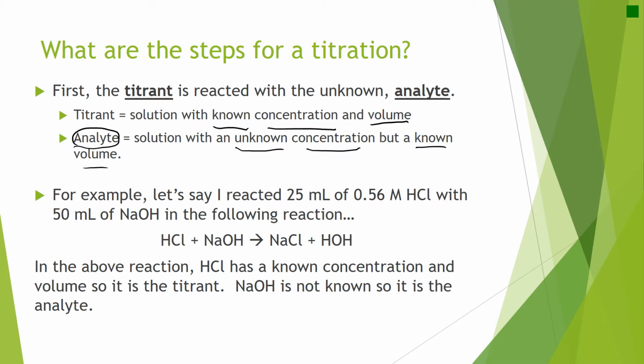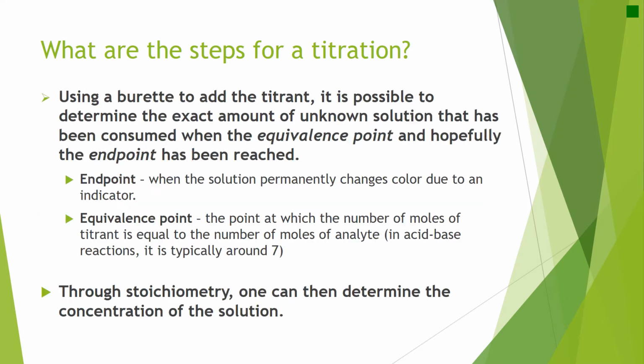So for example, let's say I reacted 25 milliliters of 0.56 molar HCl with 50 milliliters of NaOH in this reaction. Notice that I know everything about HCl. I know both the volume and the molarity of HCl. So therefore, it is the titrant. NaOH, on the other hand, all I know is the volume. So therefore, that one is the analyte.